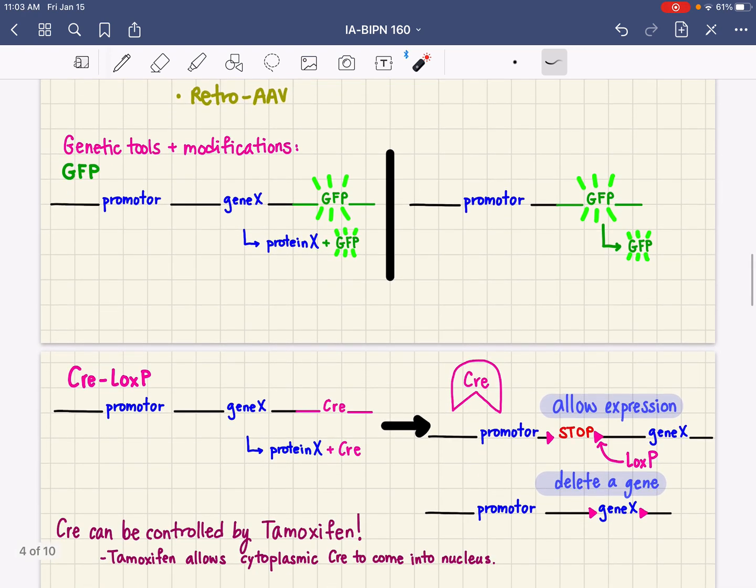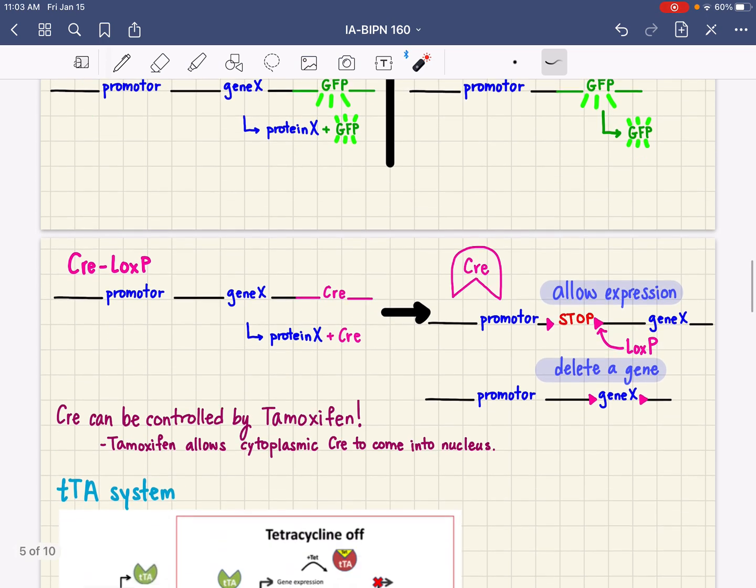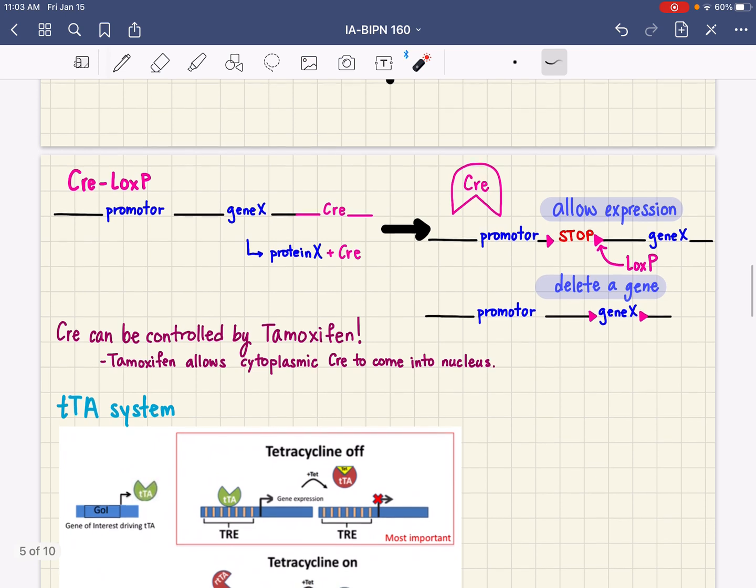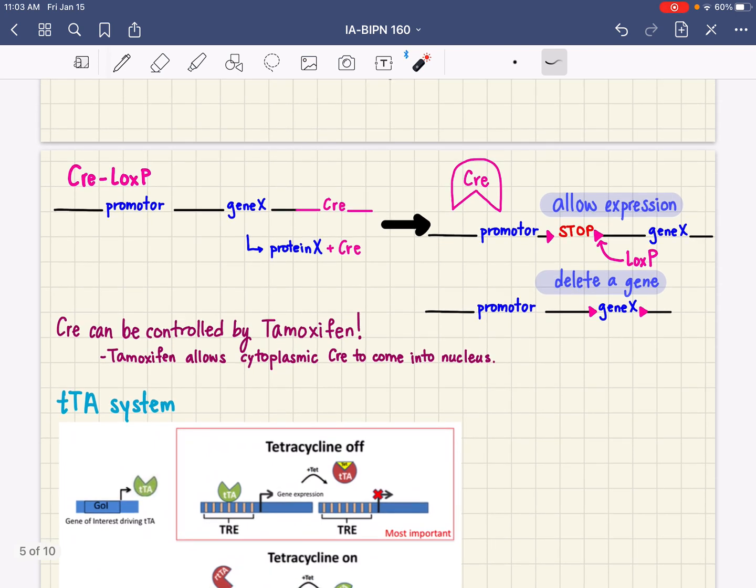Okay, so hopefully the logic and the understanding of how GFP works and how the promoter basically activates the expression of whatever is after it is clear. So keep that process in mind, because when we go ahead and talk about the Cre-Lox-P system or the TTA system, it's basically the same idea.